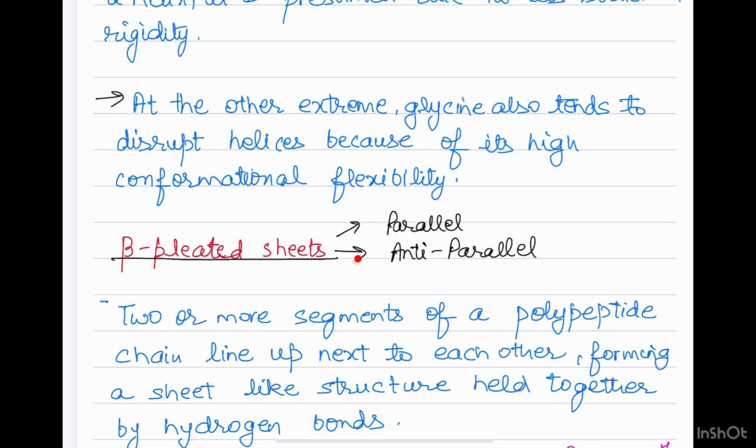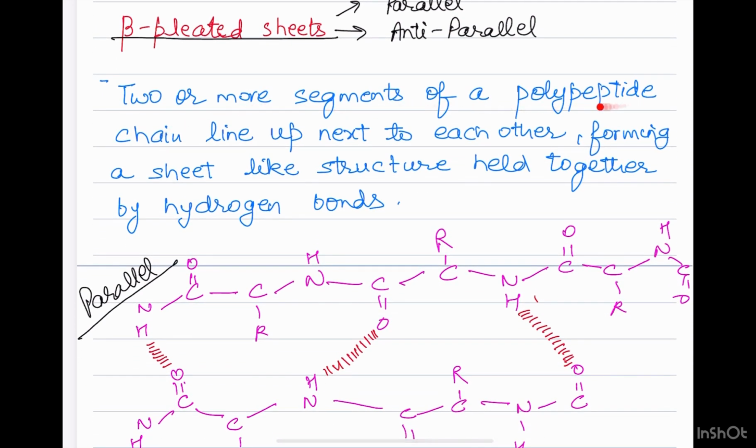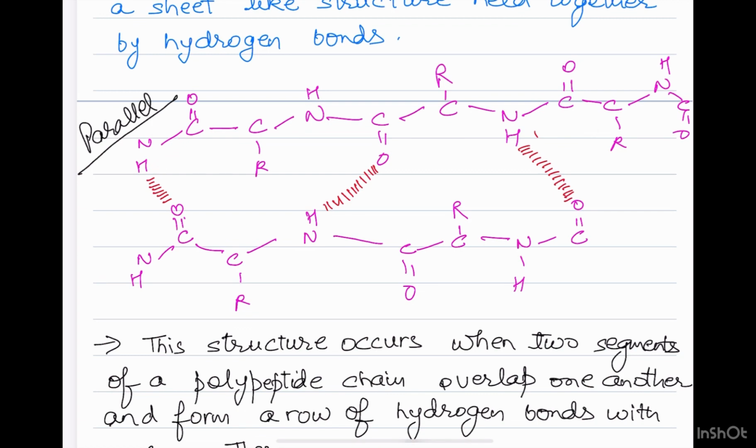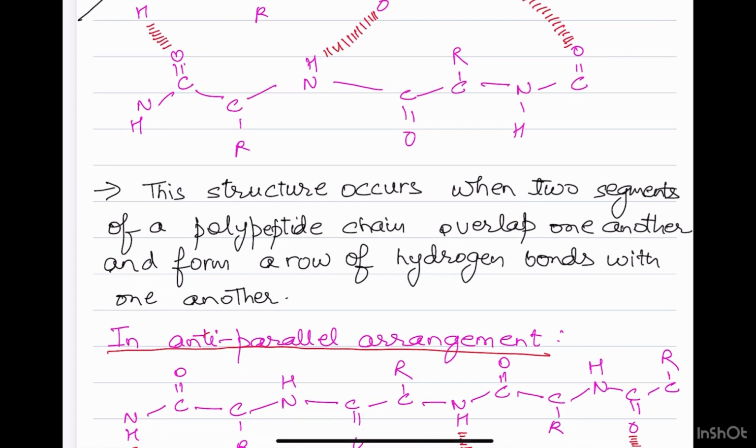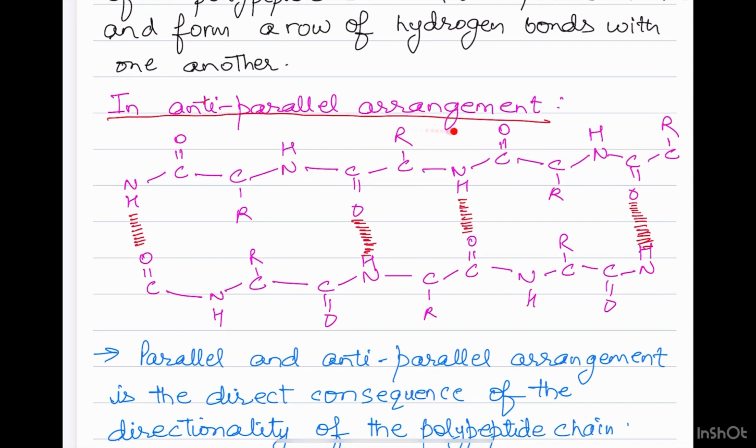Coming to beta pleated sheets, they can be of two types, parallel and antiparallel. Two or more segments of a polypeptide chain line up next to each other, forming a sheet-like structure held together by hydrogen bonds. In the parallel arrangement, we can see the hydrogen bonding is diagonal. The oxygen of the carbonyl carbon bonds with the hydrogen of the amide group. So in this structure, when two segments of a polypeptide chain overlap with one another, they form a row of hydrogen bonds with one another. Whereas in the antiparallel arrangement, as we can see, the hydrogen bonds are straight.